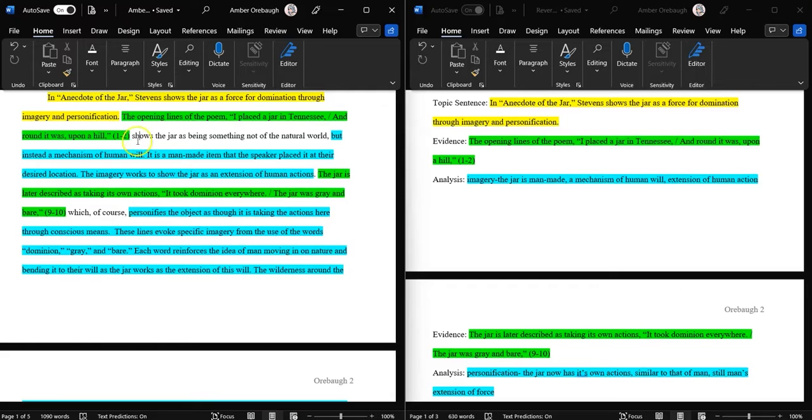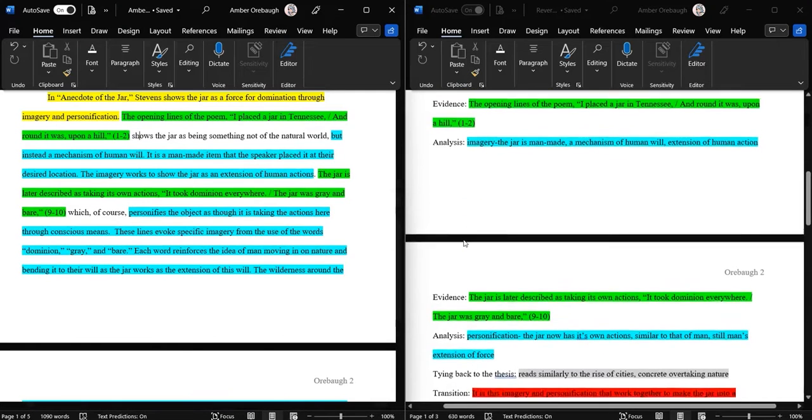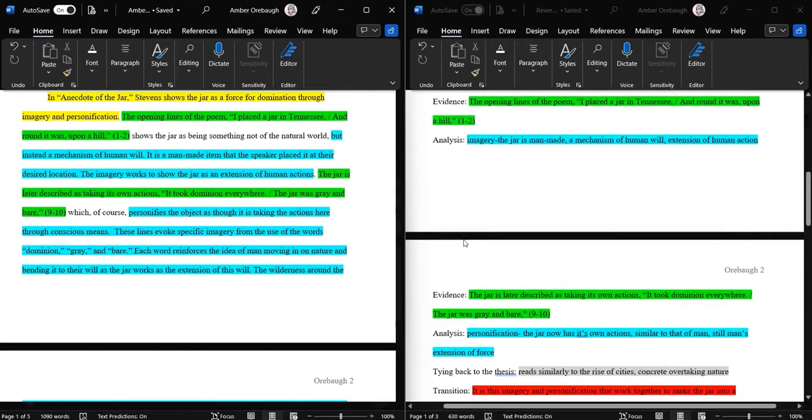The analysis, however, you'll see I actually did sort of paraphrase. So I just say in my outline, I was using a lot of imagery in the analysis of this evidence. I said the jar is man-made, it's a mechanism of human will, an extension of human action. So that would be a lot of imagery used to create personification, right?